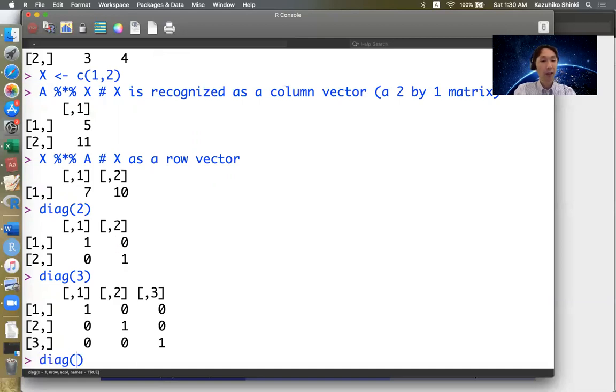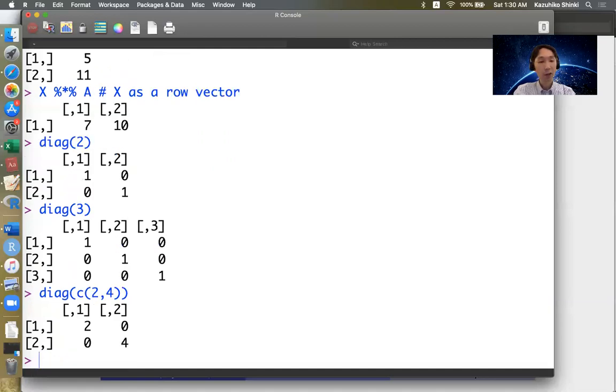And how about what happens when we put a vector in the input of this diag function? Then this makes a diagonal matrix with entries 2 and 4. So this is somewhat contradictory to the original one. If you put a scalar, you get the identity matrix with the specified size. But if you put a vector, these 2 and 4 are regarded as just the diagonal elements. So 2, 4.